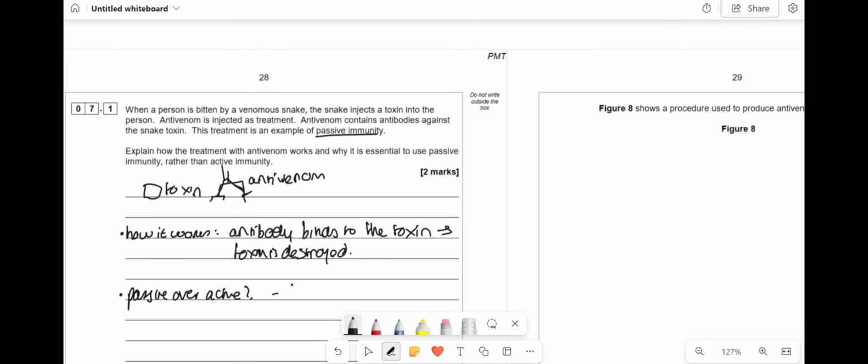Well, let's have a think, shall we? So you compare them in your head. Active versus passive. A lot of people are talking about the fact that you can make memory cells and so on. It's not that. It's why would you choose this over that?